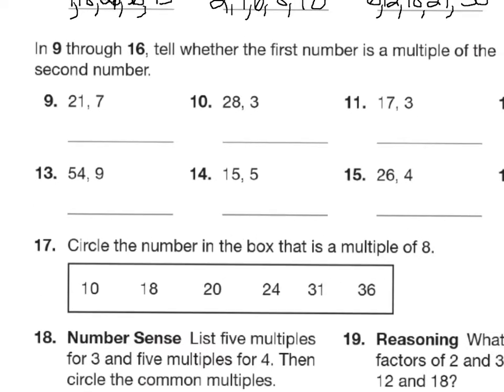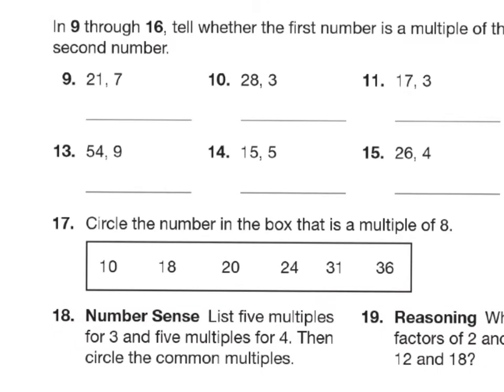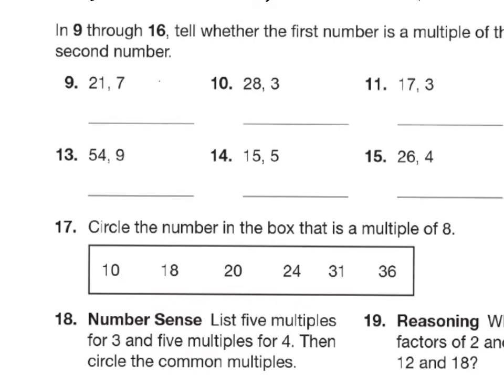Alright, numbers 9 through 16. Tell whether the first number is a multiple of the second. So we can skip count or we can divide. I'm going to do the first 4 we're going to divide. 21 divided by 7. 21 divided by 7 is 3, no remainder, so yes, it is.